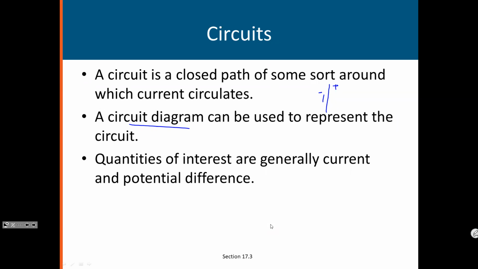In a circuit, the quantities that we are interested in are current and voltage, or potential difference. It's also called voltage. In electrical engineering or in circuits in general, we use the term voltage, but it is actually the potential difference.